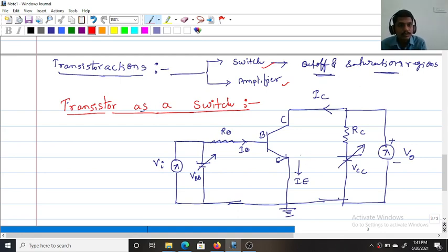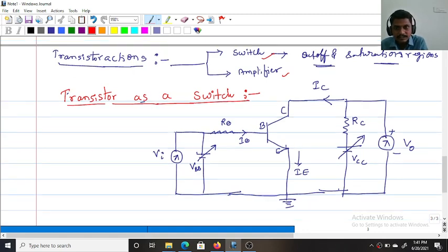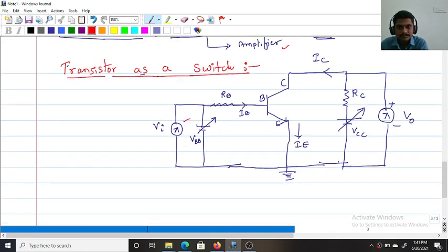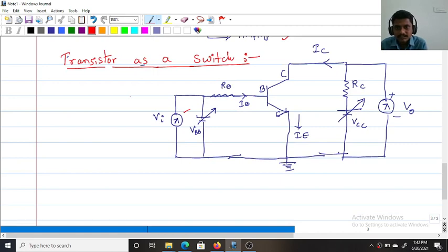So what are the voltages in the cutoff and saturation regions? We'll see here. This is a figure which tells us how the transistor acts like a switch. It is the same type of figure, but here we are applying one more input voltage. This is a circuit diagram from which we can explain the working of a transistor as a switch.